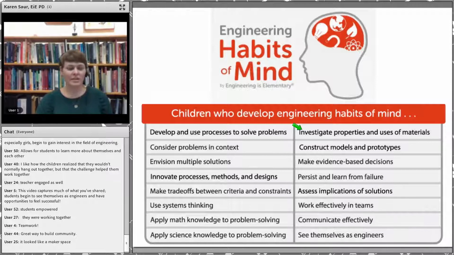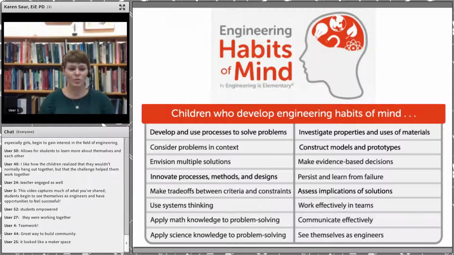Like I mentioned earlier, this is one of the things that we use in Engineering is Elementary to provide access to all students by giving them an opportunity to investigate the properties of the materials they're going to be using in their engineering activity. Really gives them all the same prior knowledge when they move into the challenge. So these are all things, considering the problems and context, envisioning multiple solutions. All of these are things that we think about when we're designing our curriculum. And they're things that you as a teacher can also use when you're trying to engage your students in engineering.